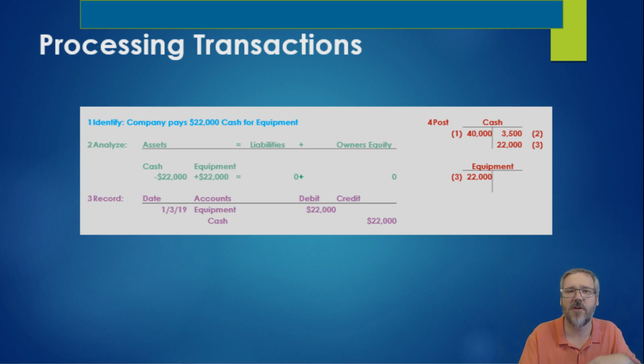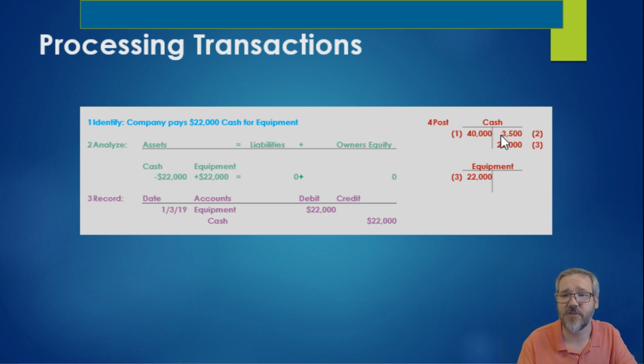So again, just like we saw before in our supplies transaction, the cash account goes down, equipment goes up, but both things are on the same side of the equal sign. So in essence, nothing happened. We simply traded an asset for another asset. But as we can see down here when we record it, again, we're not negative to cash. We are crediting cash. And again, this does work to reduce the cash balance. We started with $40,000. We took out $3,500 for supplies. We've now taken out another $22,000 for equipment.